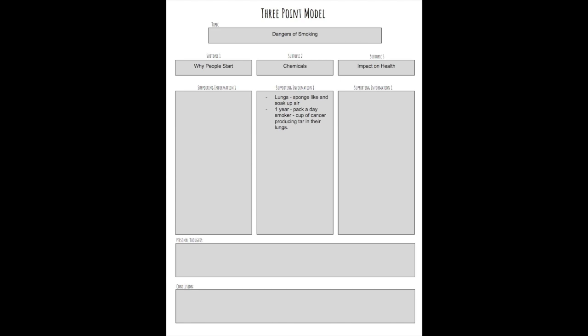So if I go to my outline, what I would want to do is find a short way to write it so I'm not writing big, long sentences. So you can see I kind of used point form, and even my point form is not maybe as much point form as it should be. But I have lungs, sponge-like, soak up air. And then I have 1 year, pack-a-day smoker, cup of cancer-producing tar in their lungs. Keep your notes simple. I urge you to keep your notes simple, because if you do that, it's highly unlikely that you'll plagiarize somebody else's work.